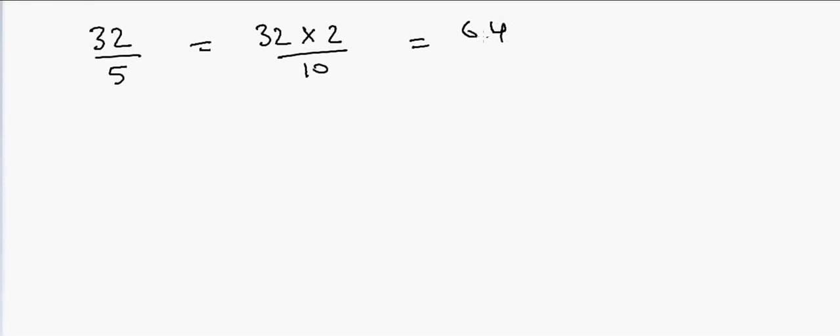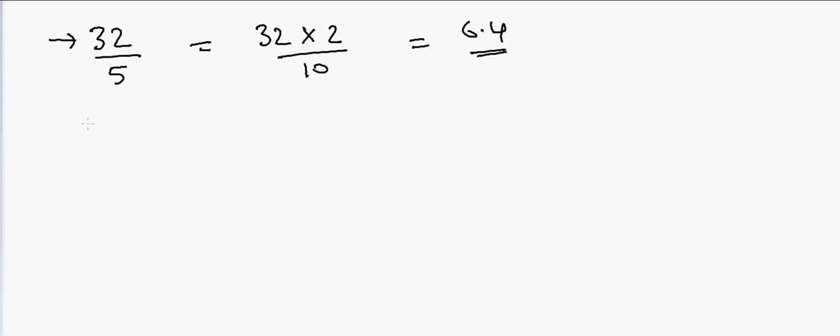So suppose I have 32 and I want to divide it by 5. If you look at it, it looks a little complicated, but an easy way to do this is: 32 into 2 divided by 10. So that will be equal to 64, and then a decimal, so it's 6.4. So all you have to do is take the double of the numerator and then put a decimal there.